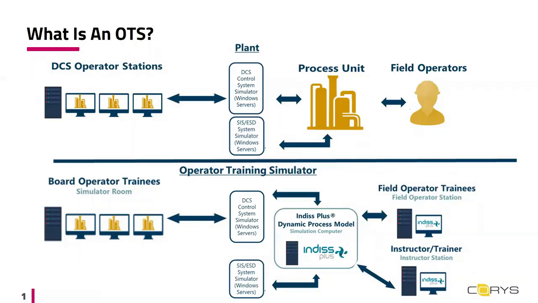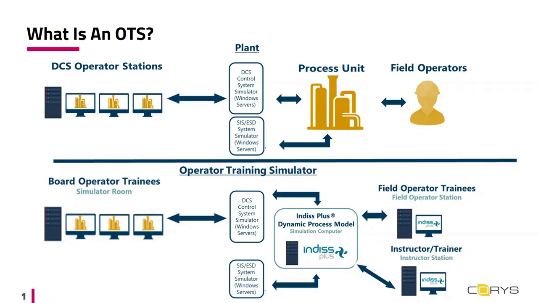If you compare it to a plant, it has process units like an FCC or a distillation unit. There are field operators who are in the field opening and closing valves, starting and stopping pumps, etc. You have a DCS control system, you have an SIS or an ESD control system, and you have your DCS operator stations in your control room.